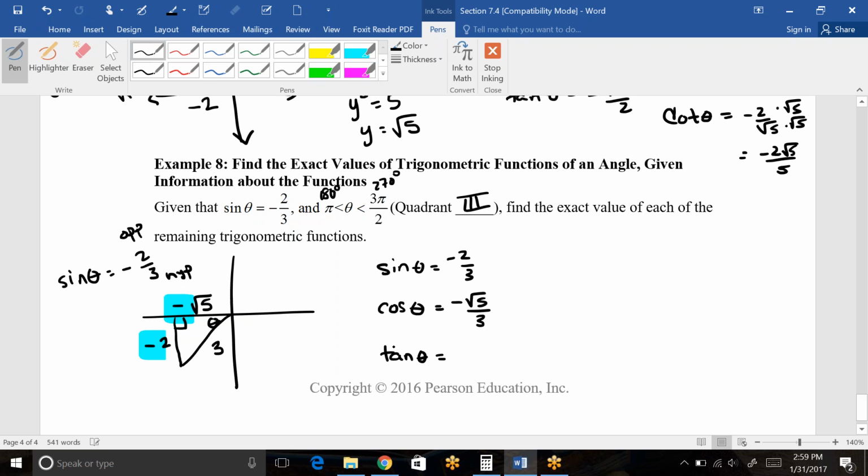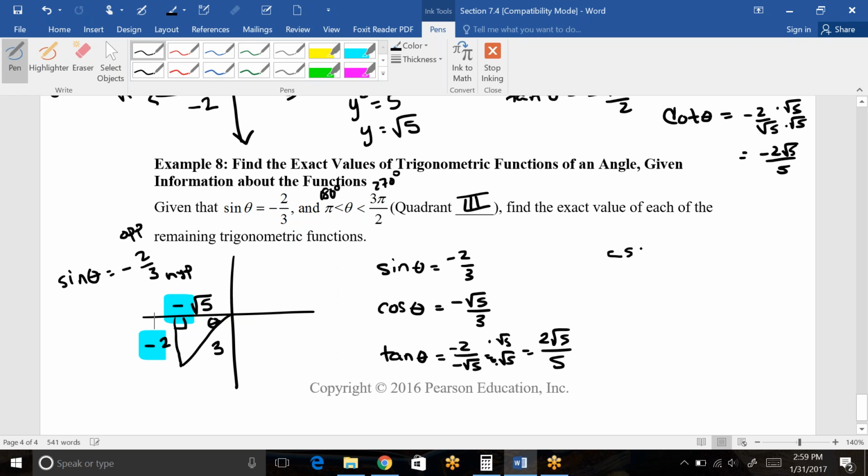Tangent of theta is opposite over adjacent, so that would be negative 2 over negative square root of 5. I'm going to have to rationalize that, so multiply by square root of 5 over square root of 5. The negatives also cancel out, so that's 2 square root of 5 over 5.